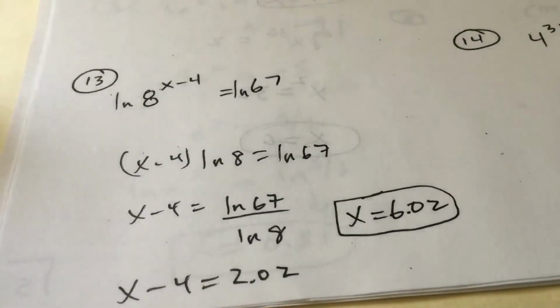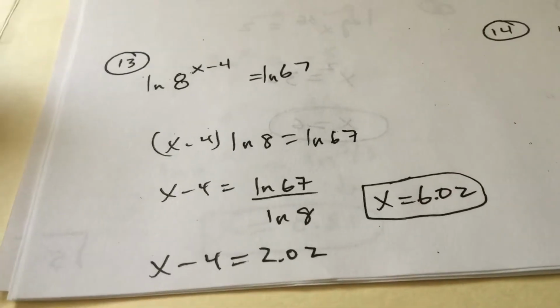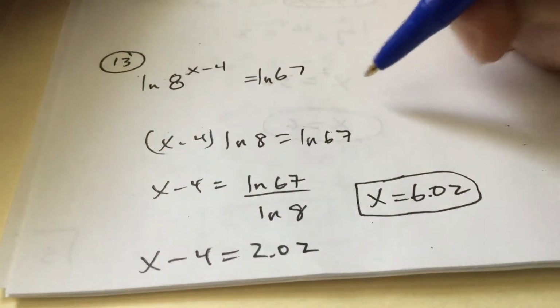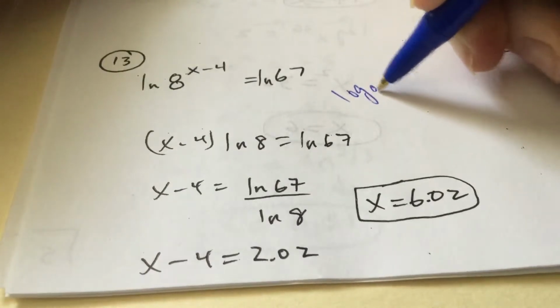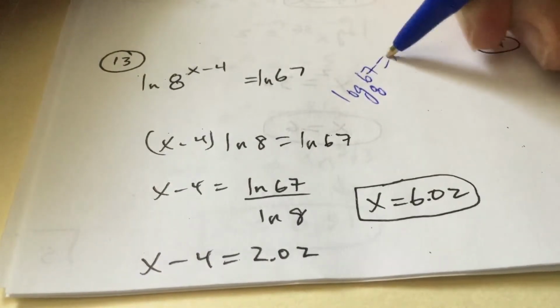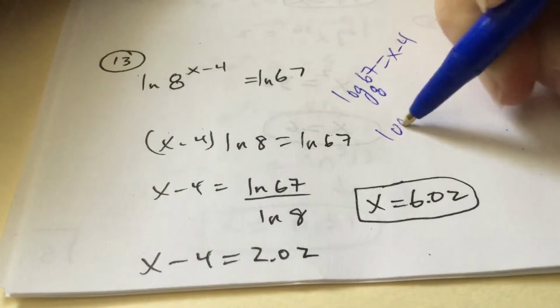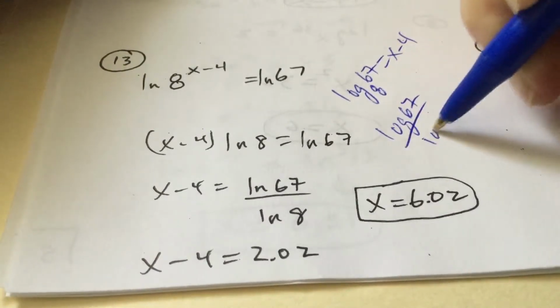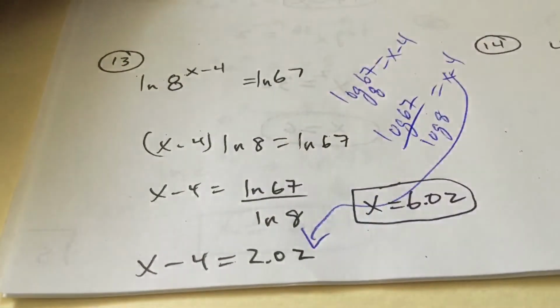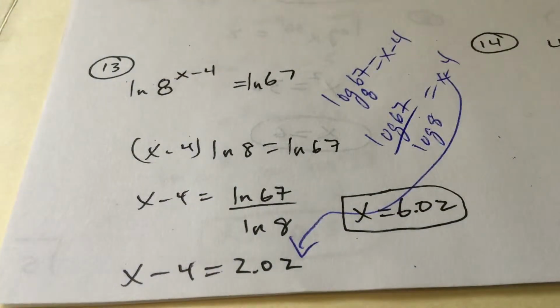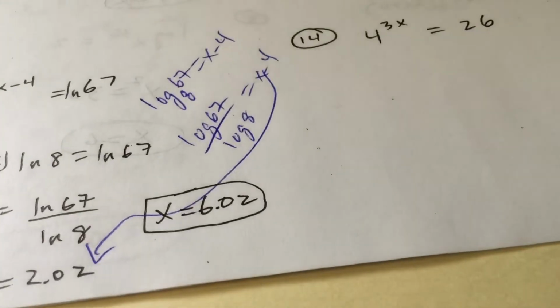And then something like 13. Again, we've done that one in class. You could have written this as log base 8 of 67 equals x minus 4. That means log 67 divided by log of 8 equals x minus 4. Brings you down to exactly that step right there. X minus 4 equals 2.02. X is 6.02. Solve it however you want, folks.